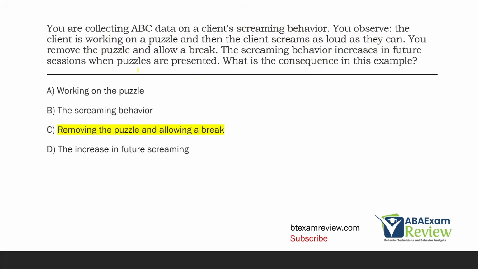Working on a puzzle is the antecedent to the screaming. The screaming is changed by the consequence. And then removing the puzzle and allowing a break is the consequence itself. The increase in future screaming is the effect of the consequence, not the actual consequence. Don't mix those up. Remember, consequence is our punishment, reinforcement, and extinction.